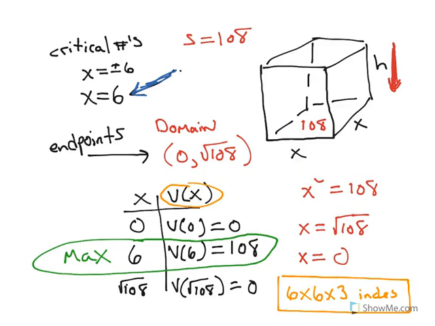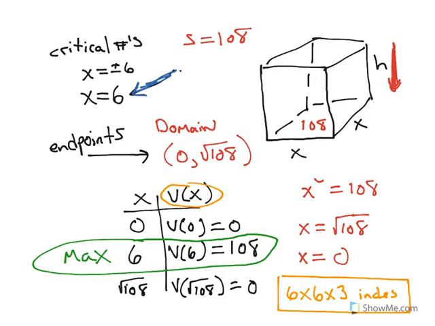And that is the example for this packet, packet 3.7. It's on optimization. It's basically finding mins and maxes. And we know that mins and maxes can occur where the first derivative is 0 or undefined, or in some cases at the endpoint. So you want to find your critical numbers, test your critical numbers for mins and maxes, and then also in some cases test those endpoints.